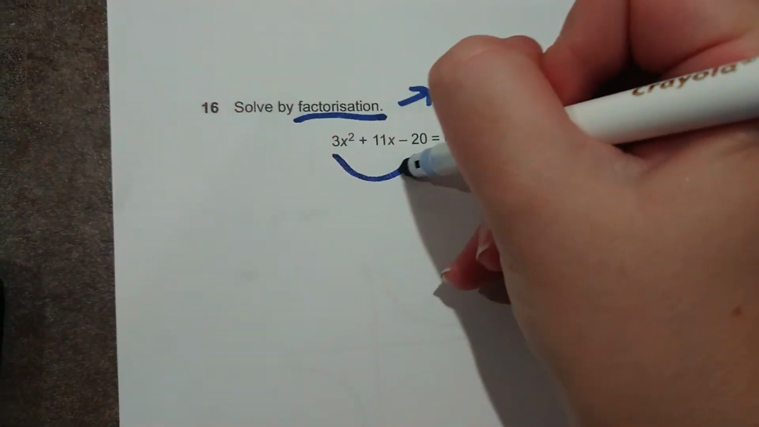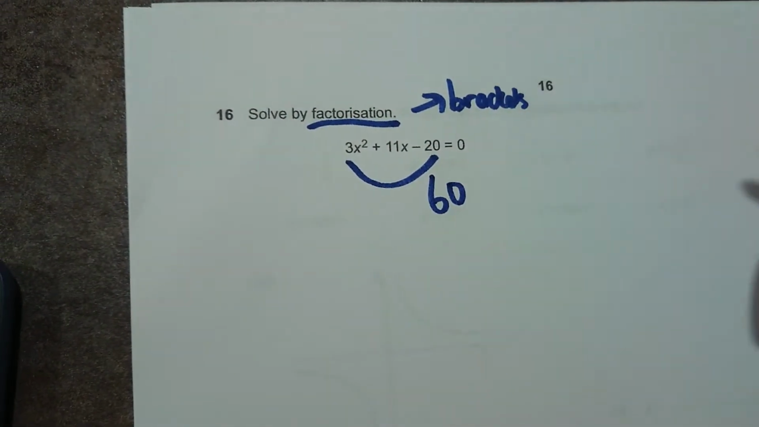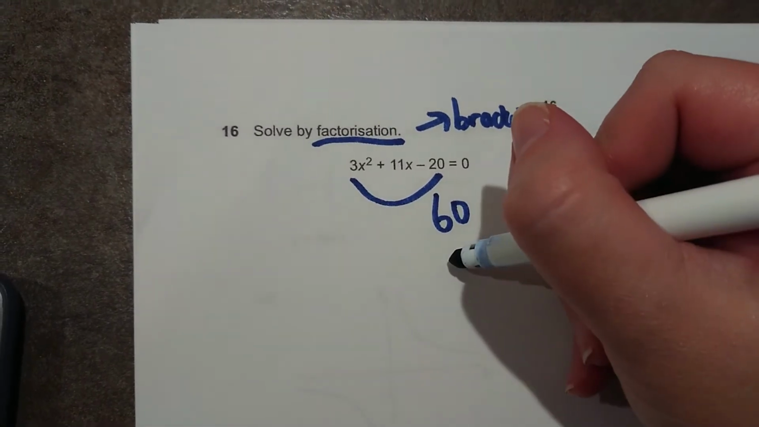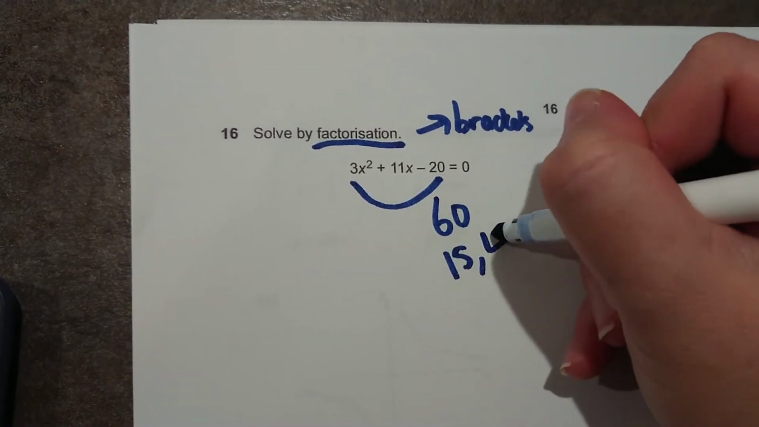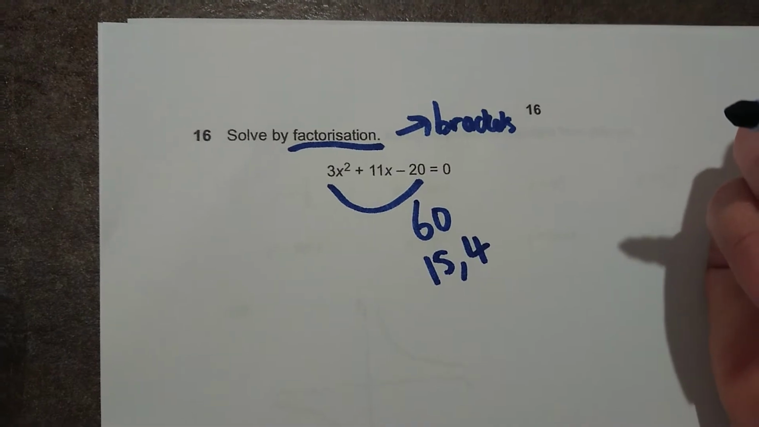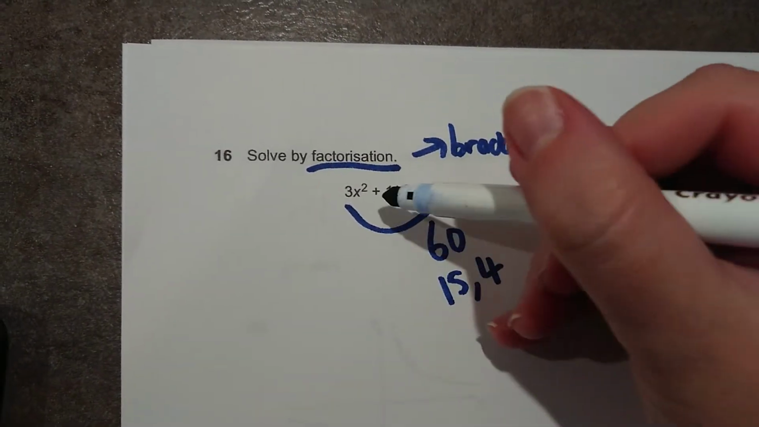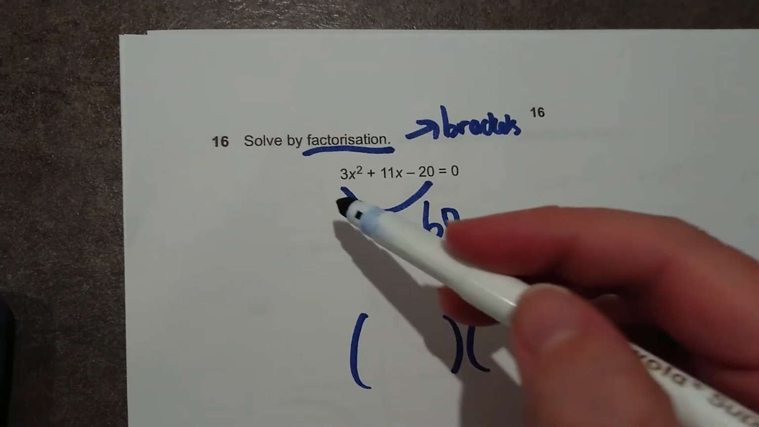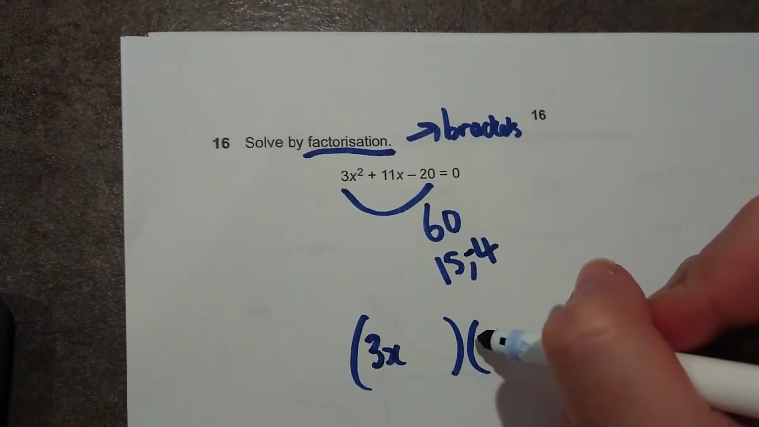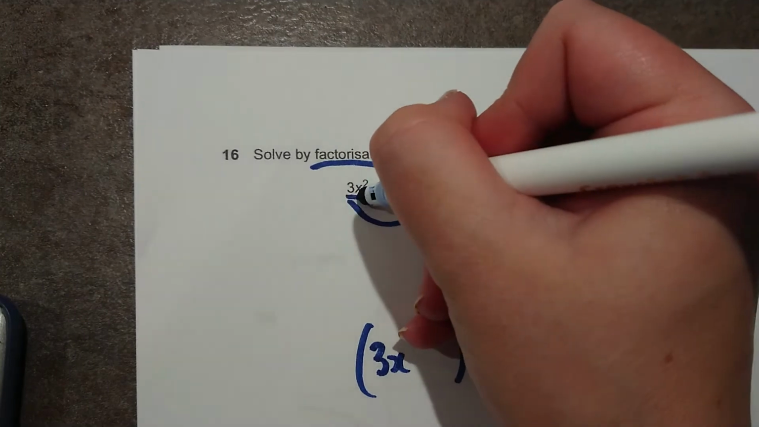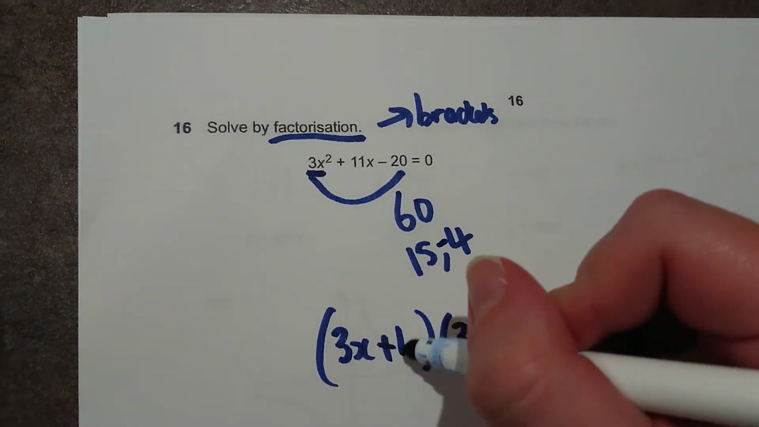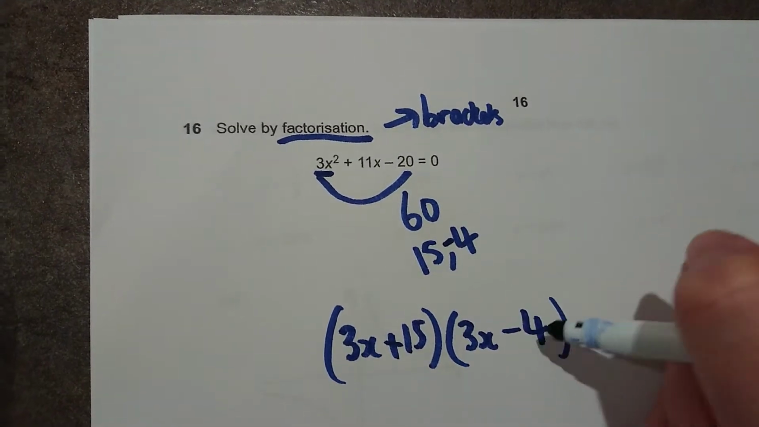So we would do 3 times 20 is 60. So I want numbers that multiply to get 60 that I can make 11 from. So it's going to be to do with 15 and 4, just to speed up this video a little bit. 15 take away 4 is 11. So at the start of your brackets, you put 3x and 3x because it's just whatever is there without the squared. And then I'm going to put in plus 15 and minus 4.